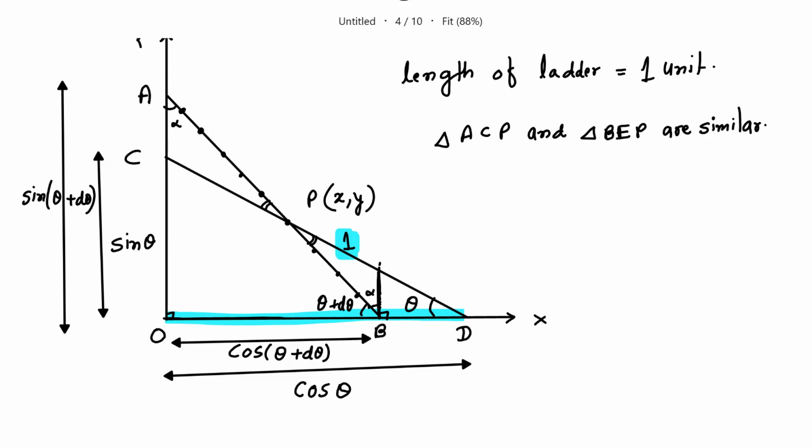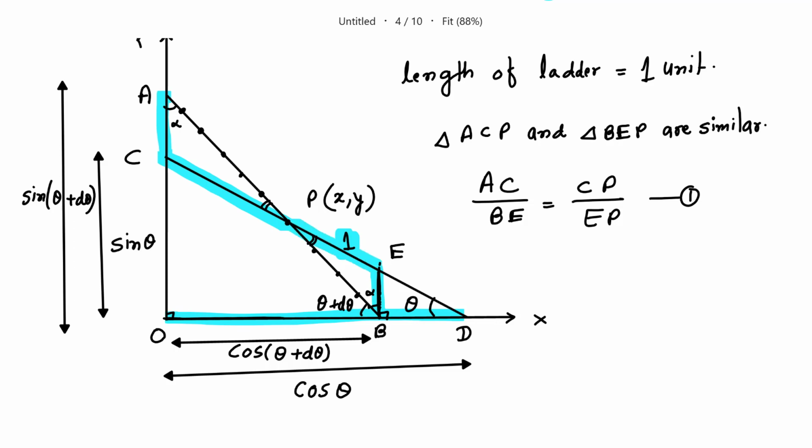If these two triangles are similar, we can write AC by BE is equal to CP by EP. So this is my equation 1. AC is this length, divided by BE, this length. Let's call this point E. So AC by BE is equal to CP, this length, divided by EP, this length. Because these two triangles are similar, we can write it like this.